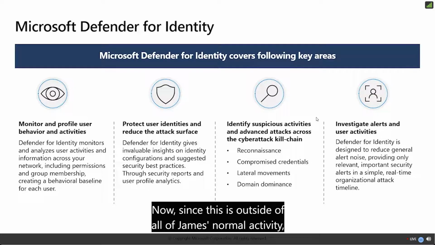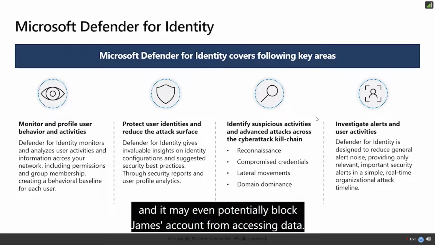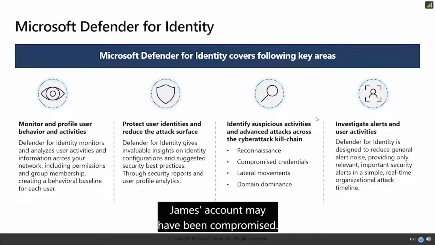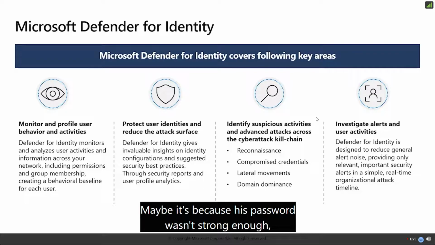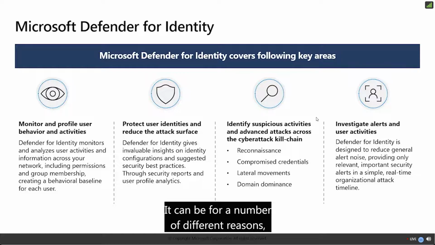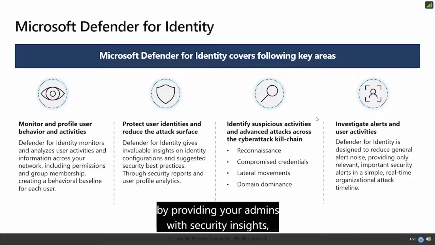Now, since this is outside of all of James's normal activity, Defender is going to pick up on that change, and depending on the level of a risk, it's going to send an alert to the admins, and it may even potentially block James's account from accessing data. And so in this example, James's account may have been compromised. Maybe it's because his password wasn't strong enough, or maybe their organization didn't use multi-factor authentication. It can be for a number of different reasons. But Defender for Identity will help your users secure their account profile by providing your admins with security insights as well as best practices.